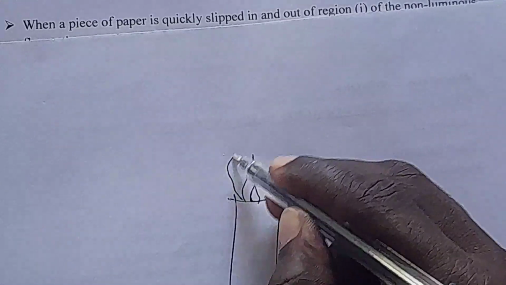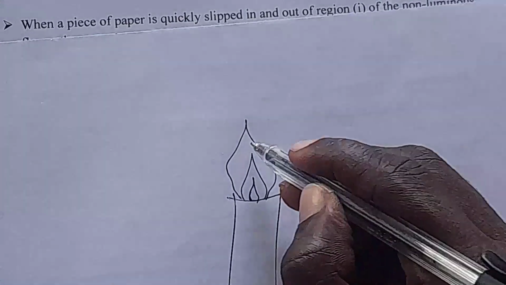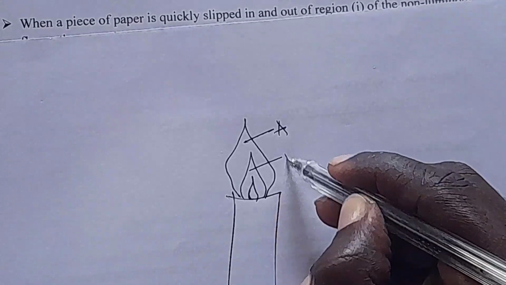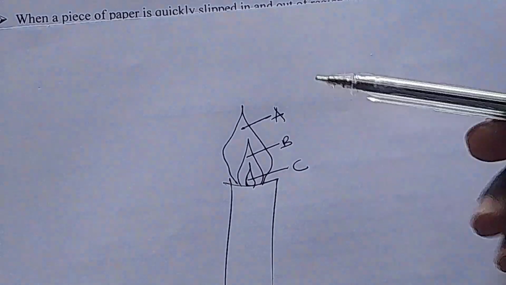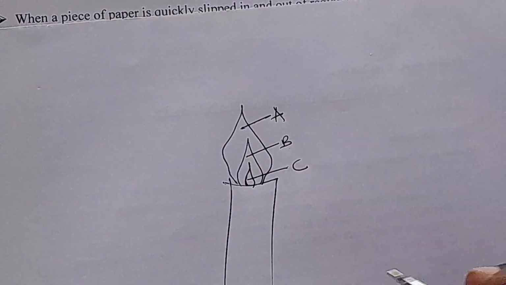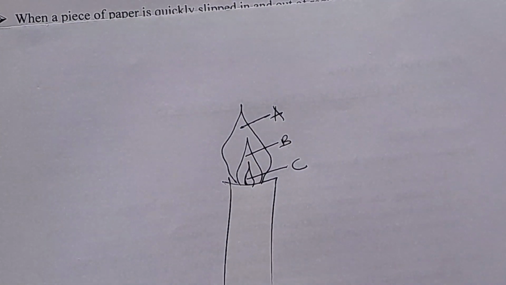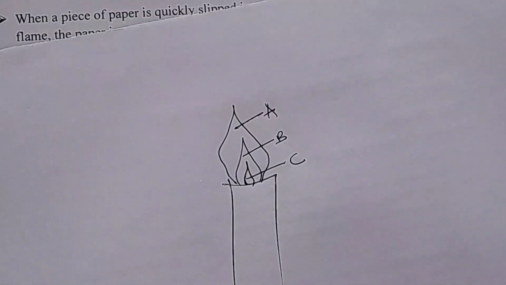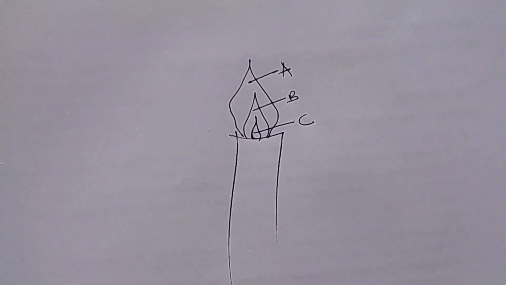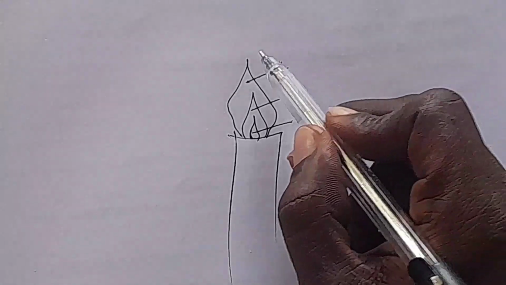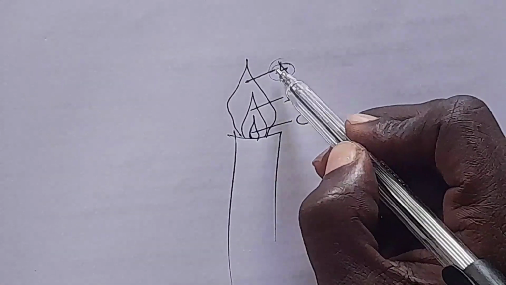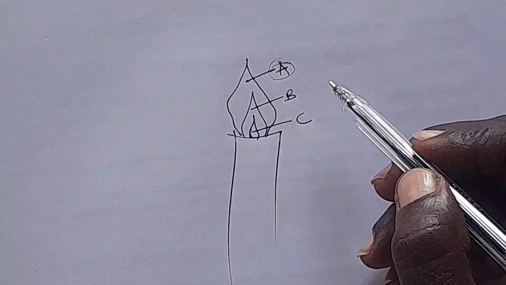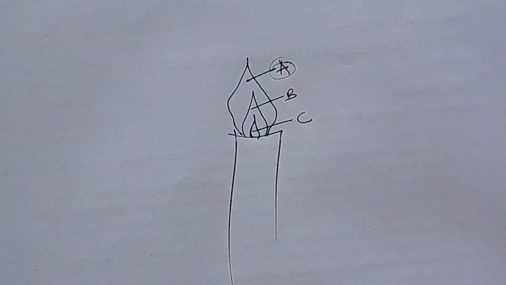That's the non-luminous flame. Remember, it has three zones, A, B, and C. So during the exam, you can be told to name part A, part B, part C. Then in another question, you can be told to state the part that is the hottest. That means the outermost region, part A, which is the pale blue flame, will be the hottest part of the non-luminous flame.